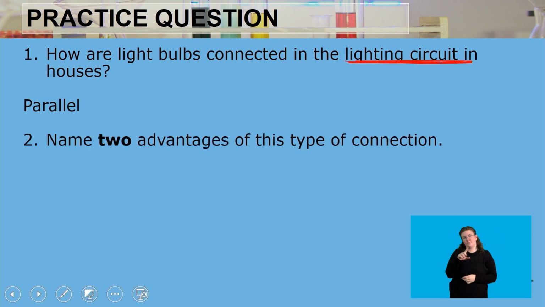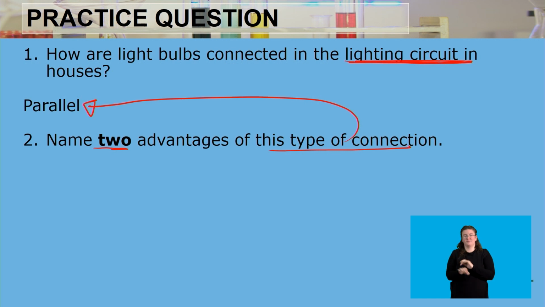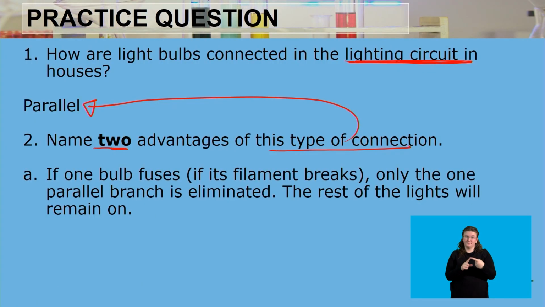Next question. We now need to name two advantages of this type of connection. Which type of connection are they referring to? The parallel connection. So basically, why do we then connect our houses in a parallel circuit? So we are doing that because A, if one light bulb fuses, if a filament breaks, only the one parallel branch is going to be eliminated. The rest of the lights will still be able to function.